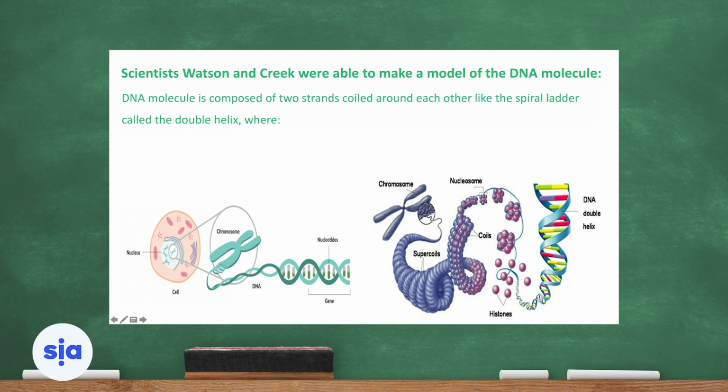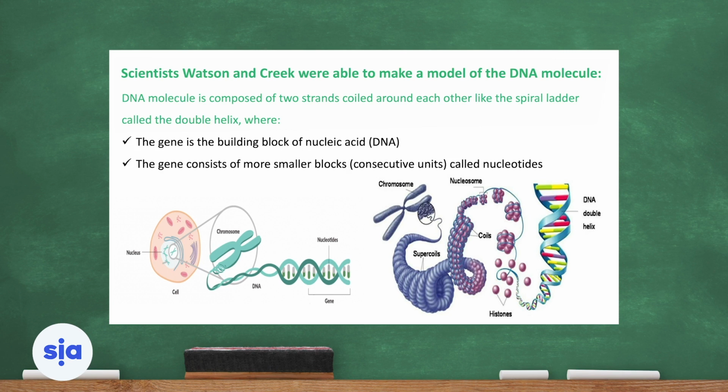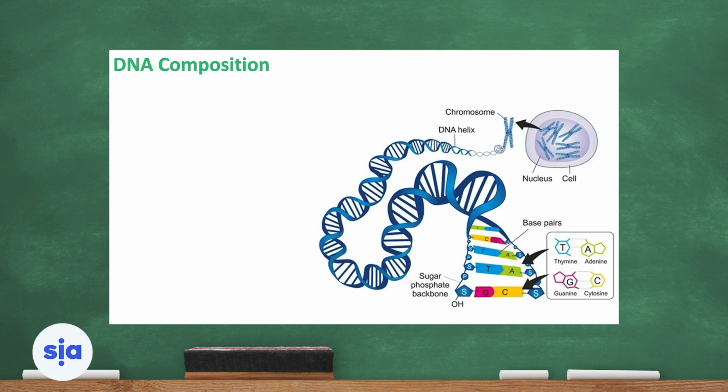What is the double helix? This is the DNA. The gene is the building block of the nucleic acid DNA. And the gene consists of smaller blocks, consecutive units called nucleotides. This is the DNA composition.